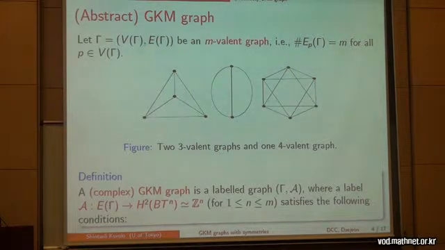A GKM graph is a labeled graph, (Γ, A). This A represents the label, and this label is attached on each of the edges. It is defined as a function from the edges to some vector space, C^N. Sometimes we will identify it in the second cohomology of the classifying space, and N ranges over this range. This label satisfies the following three conditions. Then we call this pair (Γ, A) a GKM graph.